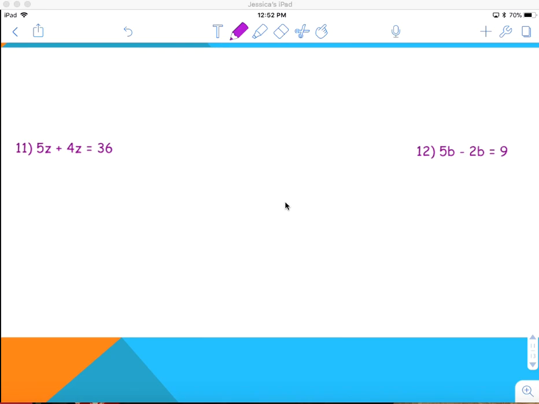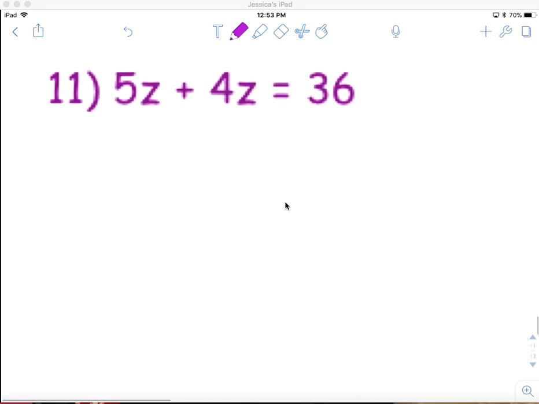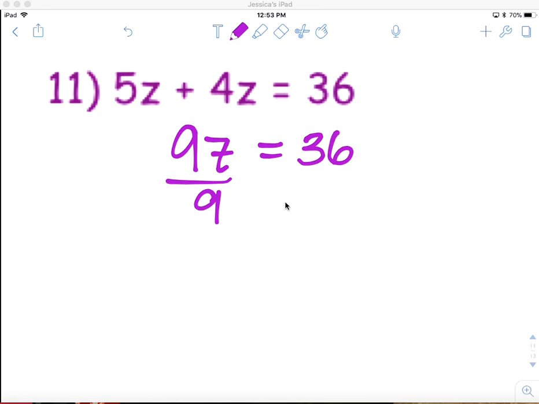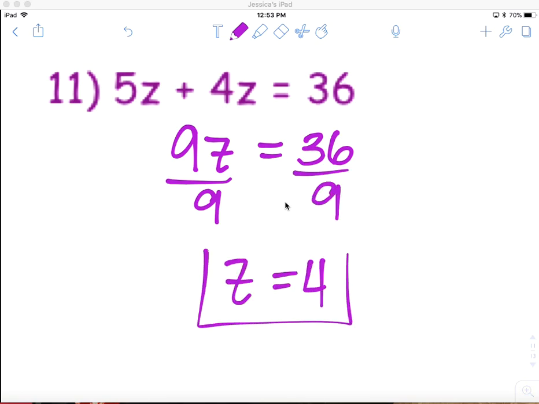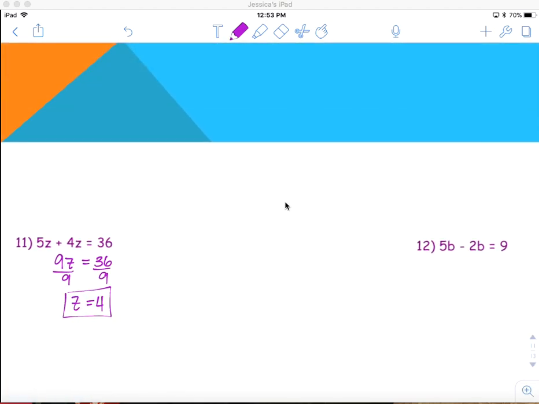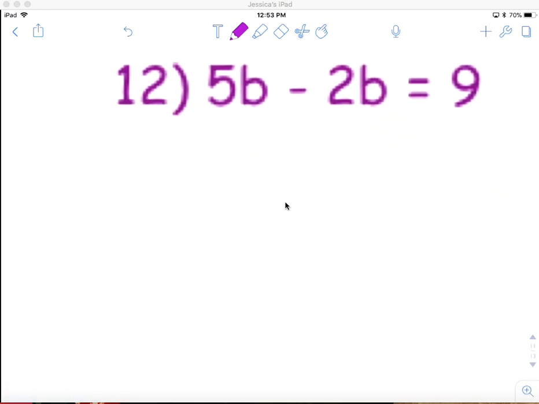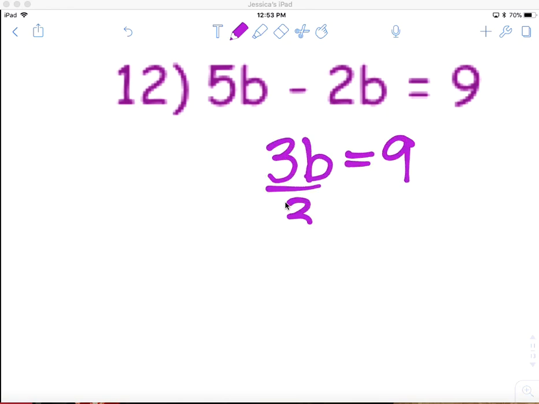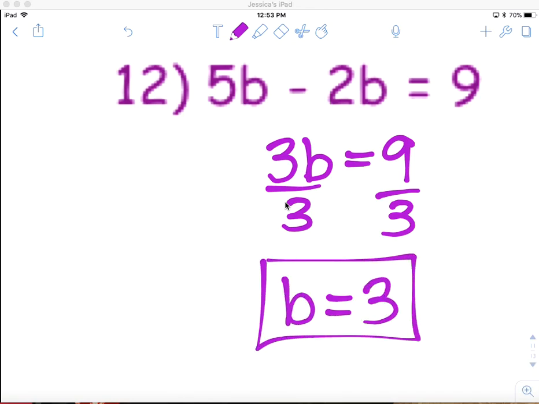Go ahead and try these two, pause the video, and then we'll check. On number 11, 5z plus 4z is 9z. To get rid of the 9, we divide both sides by 9 to get z equals 4. 12 is very similar. 5b minus 2b is 3b. And then I divide both sides by 3 to get b equals 3.